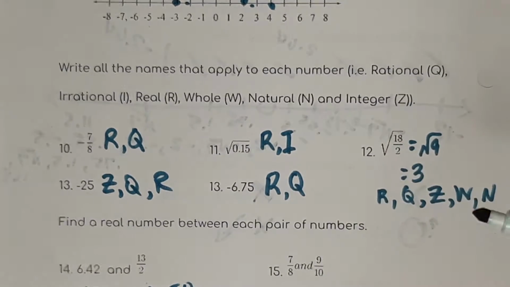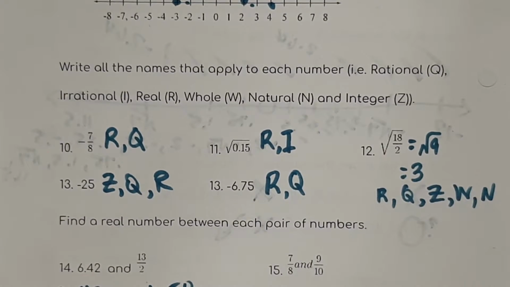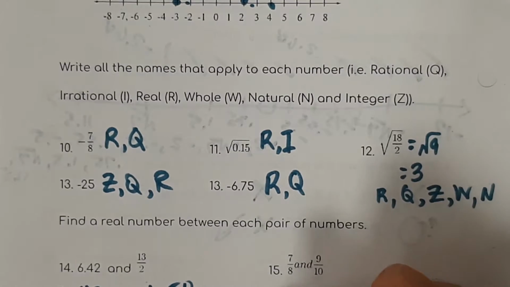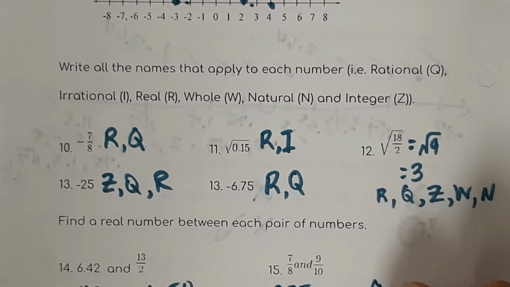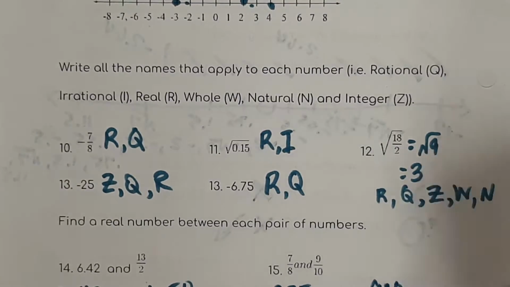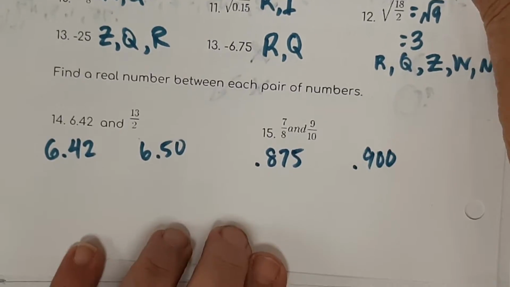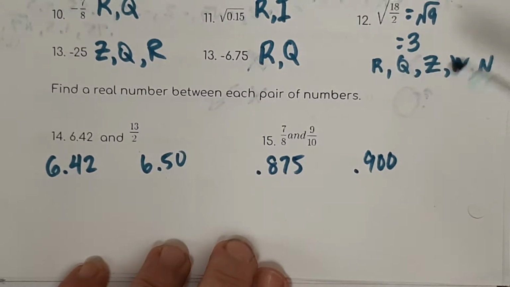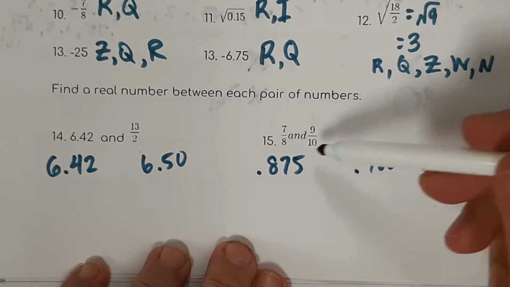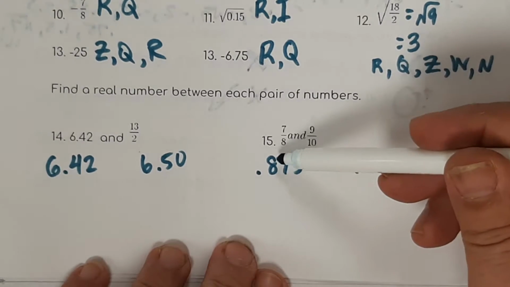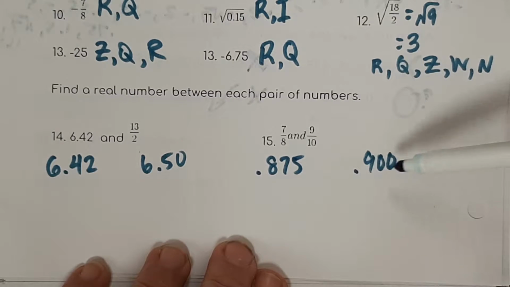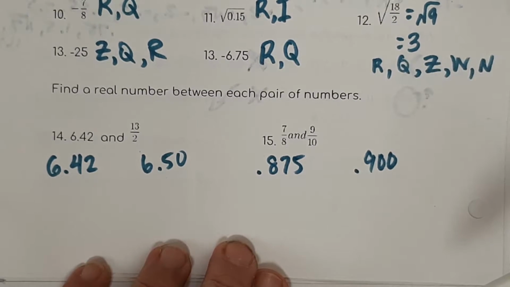So 7/8, well, what is 7/8 equal to? So 7 divided by 8 is 0.875. So I have 0.875, and 9/10 is just 0.9. I'm going to add 2 zeros on so that we could get kind of an equivalence here. And basically any number between this 0.875 and 0.900. So 876 all the way up to 899. Any of those will work here.